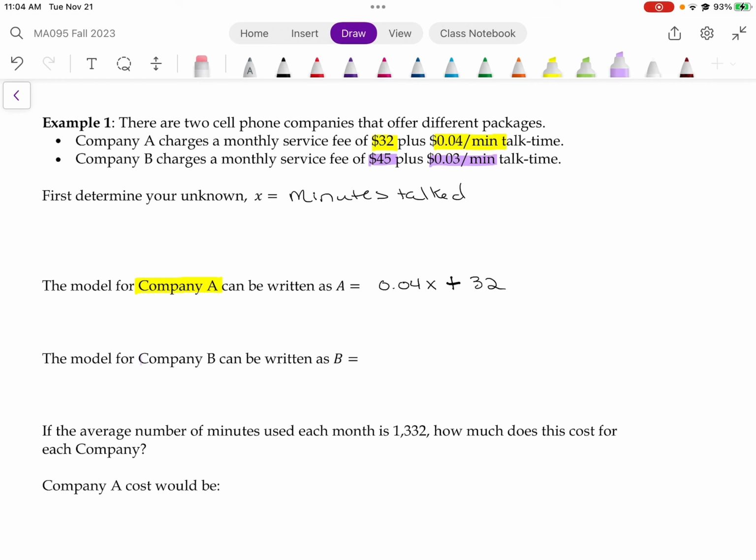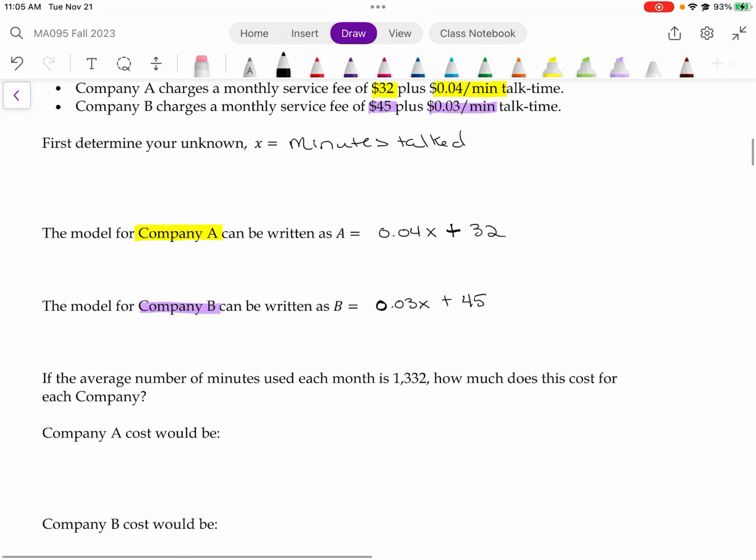All right, so company B is going to be similar. So this one is 0.03x. Don't forget your x. If you forget your x, it's not an equation. It's just a bunch of numbers. Plus 45. All right, so that's the base price for company B, service fee.